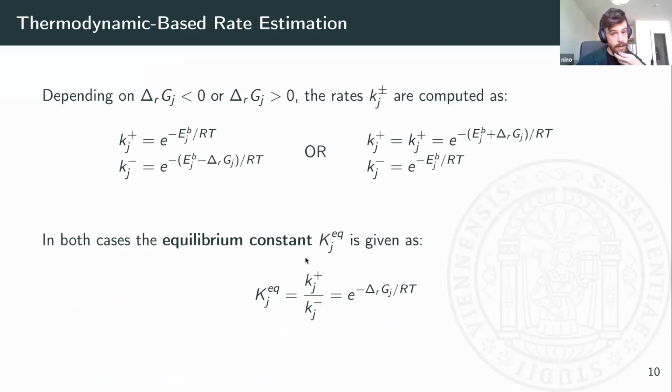And in both cases, you can get your equilibrium constant by dividing the forward over the backward rates, which is then just e to the minus delta G over RT. So this is a nice way to scale everything according to thermodynamics. If you define your reaction rates like that, this should be thermodynamically sound. And in your equilibrium constant, you then have all the necessary information on whether your reaction predominantly goes forward or backward.